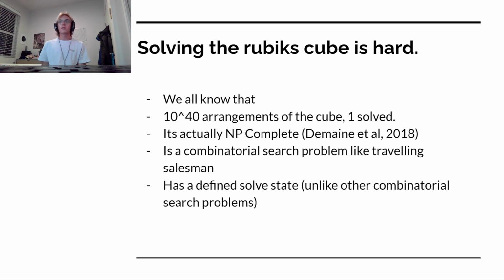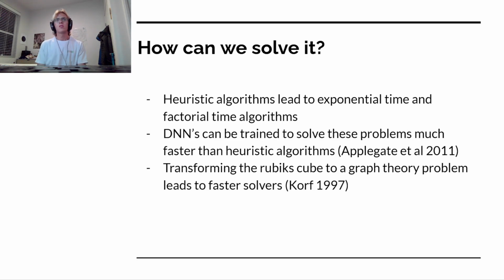So the problem is actually NP complete and is called a combinatorial search problem. Another combinatorial search problem is like the traveling salesman problem. And unlike the traveling salesman problem, it has exactly one solved state. So generally we used heuristic algorithms to solve these combinatorial search problems, but that led to exponential time and factorial time algorithms, which is no good.